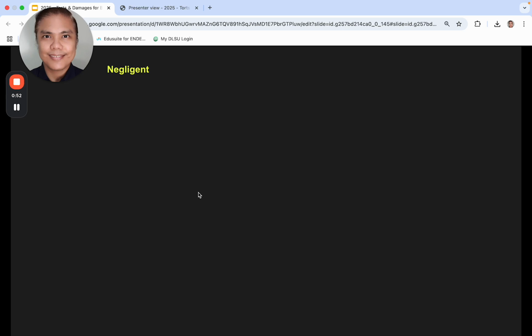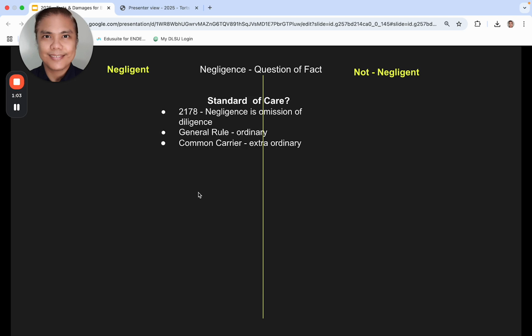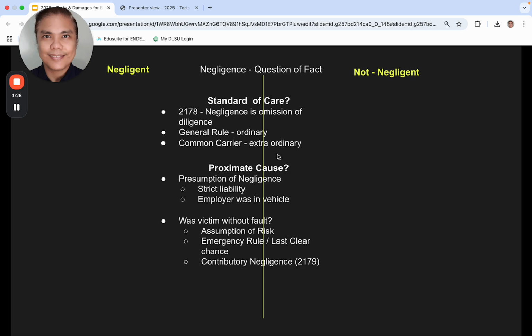We talk about negligence or not negligent. Now, this is a question of fact, and you can swing from one side of being negligent or not negligent from one side to another. These are the things that you'll have to think about. Was the standard of care followed? Was the standard of care just an ordinary diligence, or was the standard of care extraordinary diligence? You'll have to check also who is the cause of that damage.